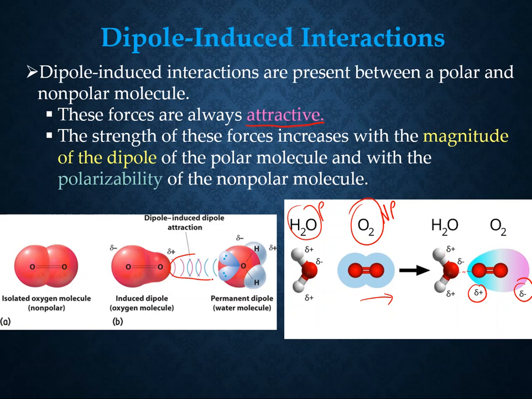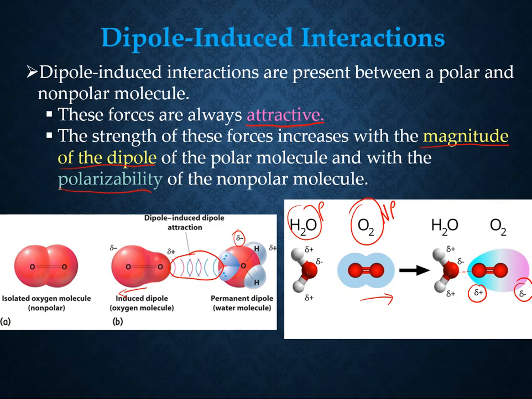Here is also showing you the same thing in a different graphic. This is going to be the polar side, or the partial negative side, of the water. It induces the dipole, pushes the electrons to that side of the oxygen, and creates an attractive force between them. The strength of these forces increases with the magnitude of the dipole. So the more polar the molecule, the larger the force, and the more polarizable the nonpolar molecule, the stronger the interaction. If the nonpolar molecule has more electrons, it can be more polarizable, and you can increase the strength of the interaction.